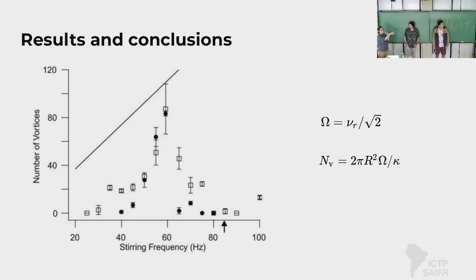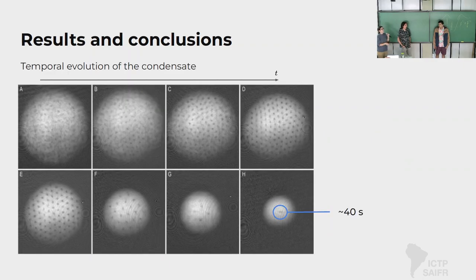They change the stirring frequency to get different numbers of vortices. They also discuss the temporal evolution of the condensate. Here it's from after the stirring time is over until there is a structure, which is maybe clearer on the computer, and so until it crystallizes, and then the cloud starts getting smaller because of collisions.